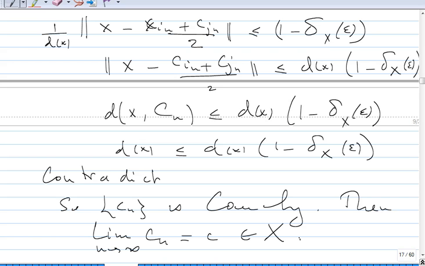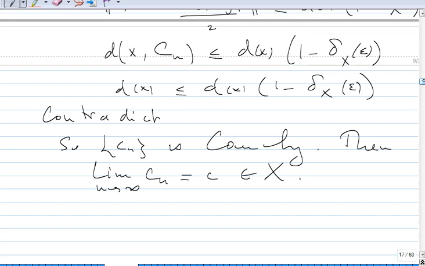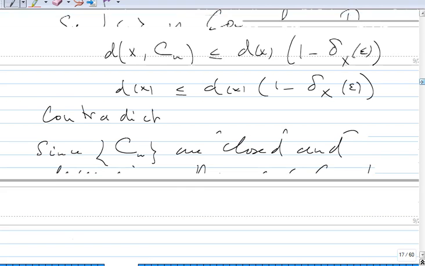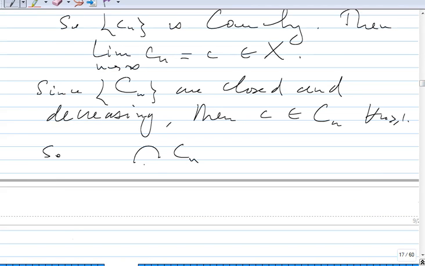Great. But now what happened is that since the sequence of closed convex sets is decreasing and closed, starting from Cn, Cn plus 1, Cn plus 2, they all belong to capital Cn, therefore the little c will belong to capital Cn for every n. Since the Cn's are closed and decreasing, c belongs to Cn for every n greater than 1, which means that the intersection is not empty. So the intersection of the Cn's is not empty.